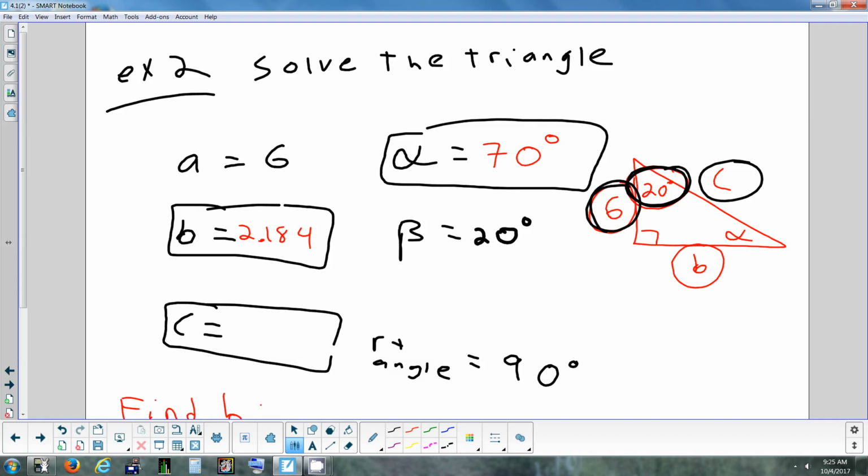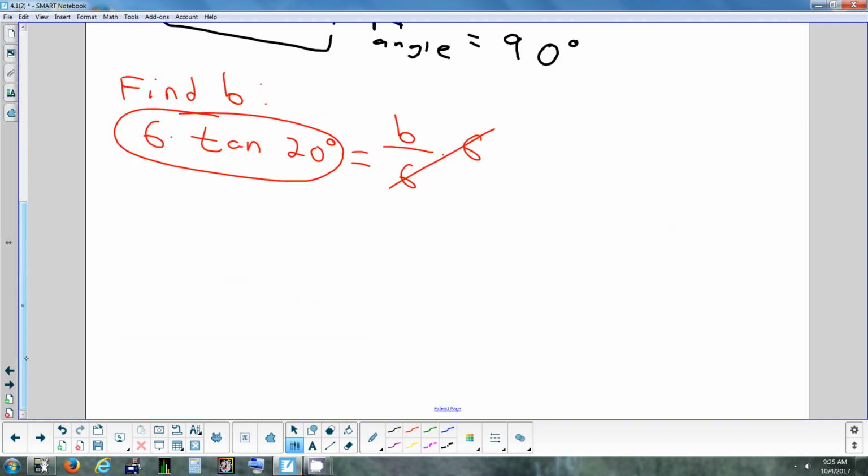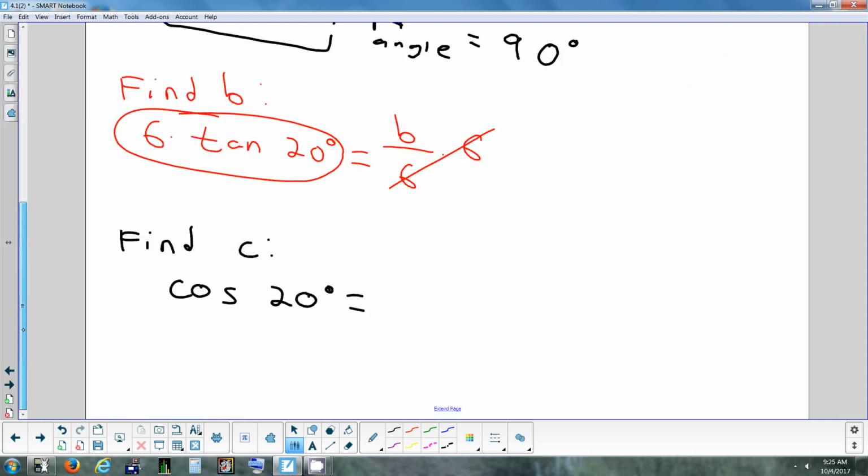Cosine. Yeah, we're going to do cosine. We know the adjacent. We don't know the hypotenuse. What trig function has those two? Just cosine. Okay, so let's set up our equation to find C. Cosine of 20 equals what over what? 6 over C.